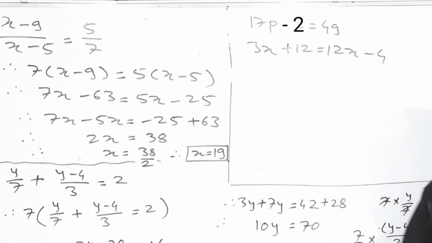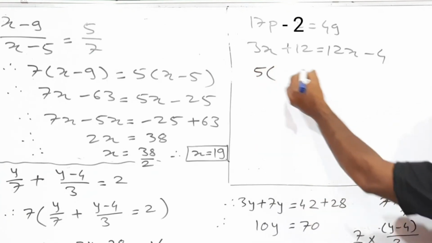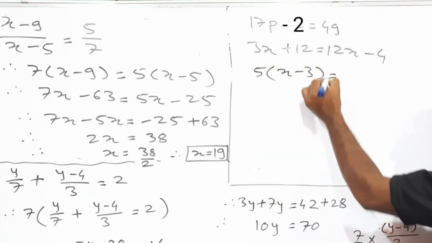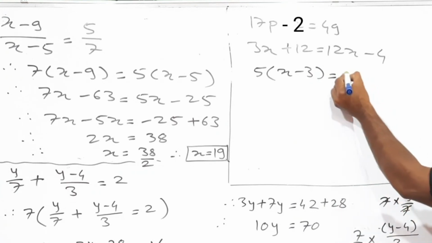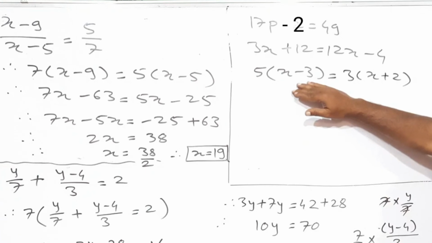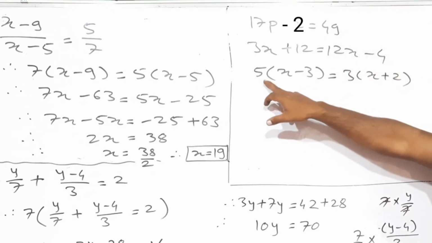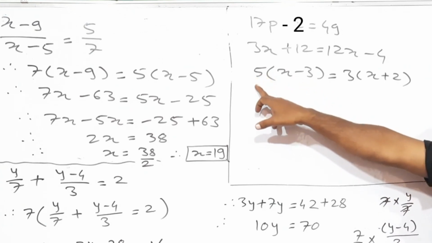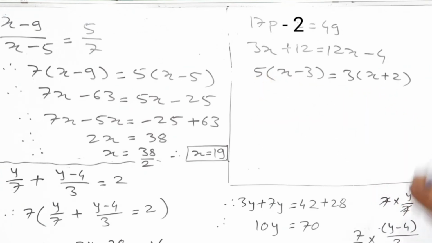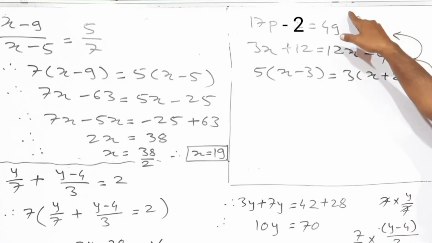Then we solved an equation of the type 5 into (x minus 3) equals 3 into (x plus 2). Again this equation we have to convert into this type. So for that what we have done, we have multiplied this bracket by the coefficient. So automatically this type of equation was converted into this type, and ultimately this type of equation is converted into this type to solve. Clear students?